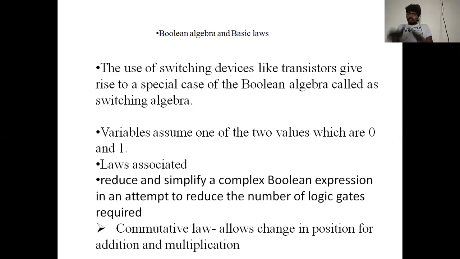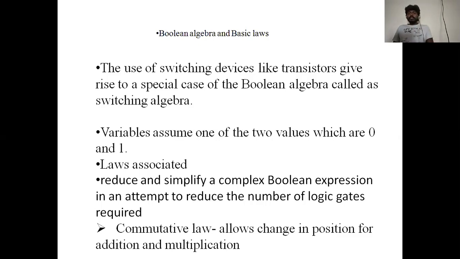We can see that this Boolean algebra and its laws are used to reduce and simplify complex Boolean expressions. Ultimately, it does the same process as SOP and POS. The ultimate reason for Boolean algebra and laws is to reduce and simplify the expression, right? By reducing and simplifying the expression, we can ultimately reduce the number of gates. By reducing the number of gates, the total number of gates present in the complex design will be reduced, right?